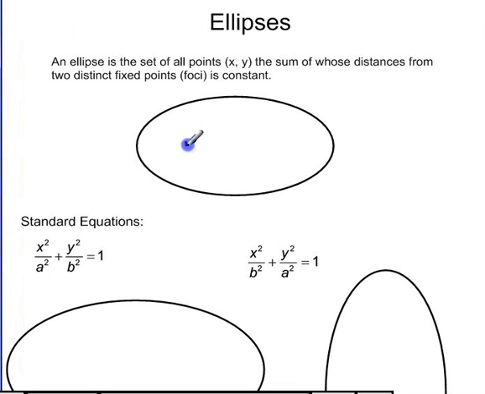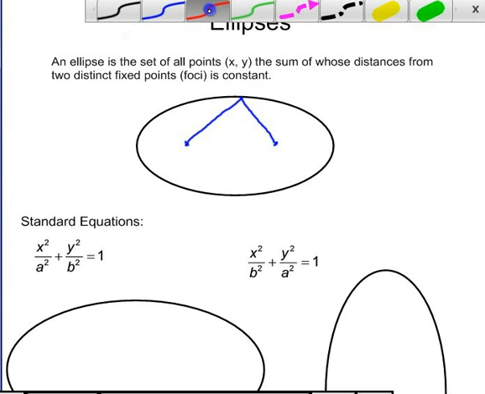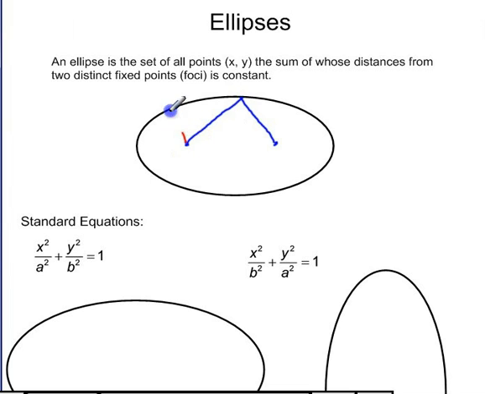So, let's say you've got one focus here and another focus there. If I add that distance there and that distance there, no matter where I am on the ellipse, the sum of the distance from this point to one focus and from that same point to the other focus is going to be constant. So the sum of these two red segments will equal the sum of those two blue segments.